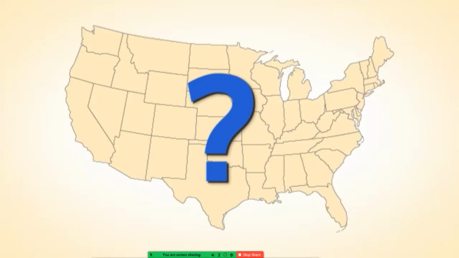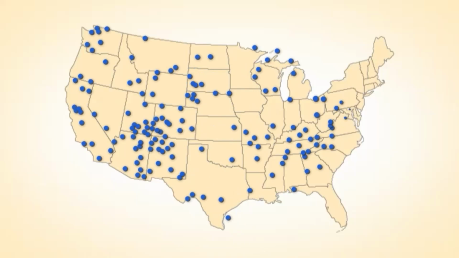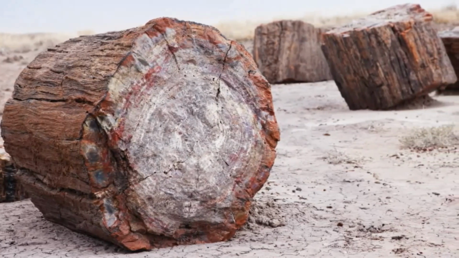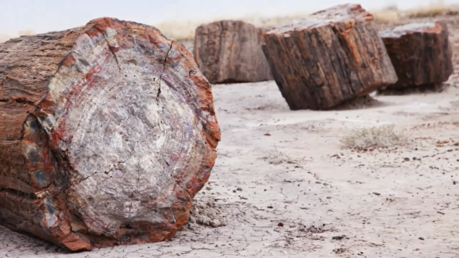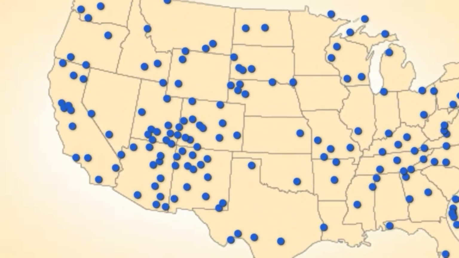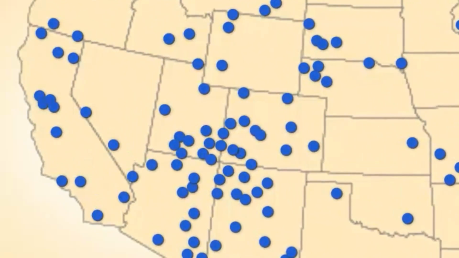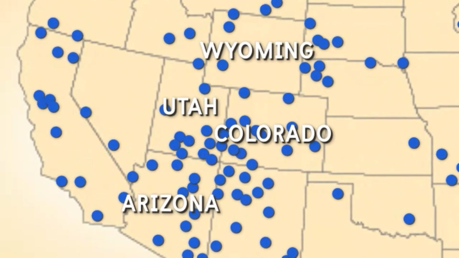So where do paleontologists search for fossils? Everywhere. There are fossil sites in almost every state in the U.S. Fossils can be found in the desert, in the plains, in the mountains, and in the Arctic, even in your own backyard. But some of the most popular places to dig for fossils are in the western part of the United States, like Arizona, Colorado, Utah, and Wyoming.